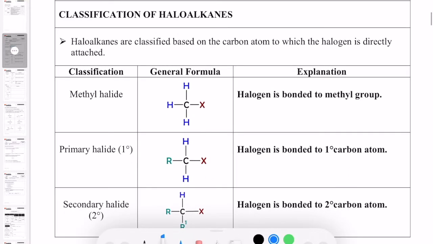Okay, classification of haloalkane. We still have primary, secondary, tertiary. So, we have 4 classifications. As you can see here, the first one is methyl halide. Methyl halide is where the halogen is bonded to a methyl group. Like you can see here, this is methyl, right? So X is bonded to methyl. So we call that methyl halide.